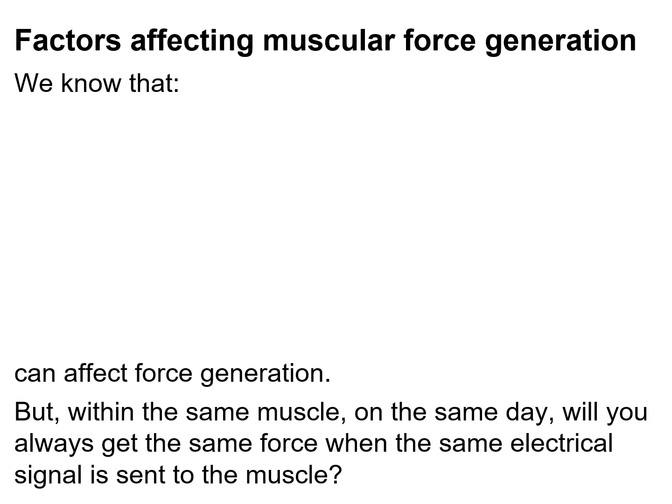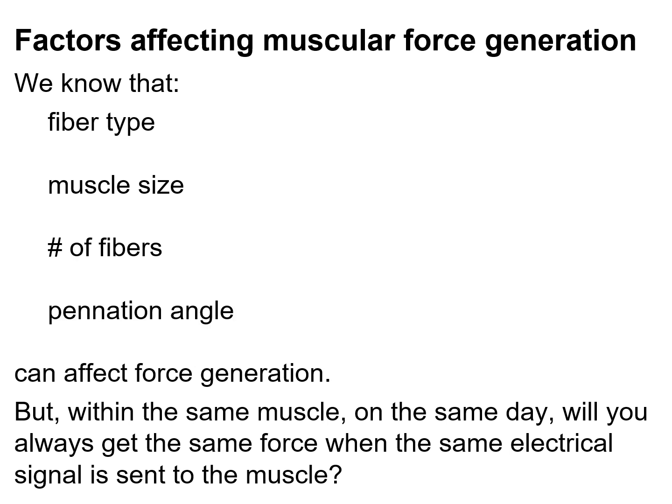So, factors affecting muscular force generation, excuse me. We know that fiber type, all these factors affect how much force can be produced by muscles. Fiber type has an effect. Muscle size, obviously: the bigger the muscle, the stronger it is. The number of fibers: the more fibers, the stronger a muscle can be. And the pennation angle. Remember, the more pennation angles there are, the more force can be generated, but at a slower rate than our parallel muscle fibers.